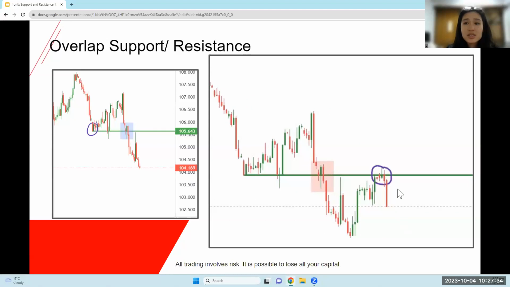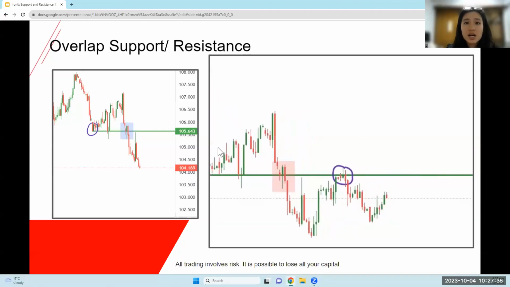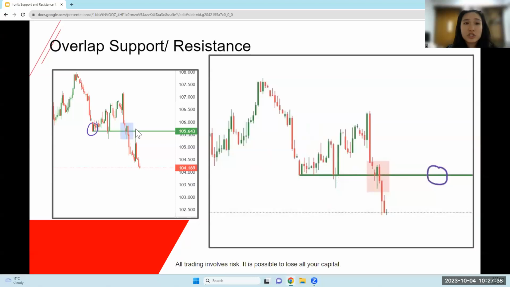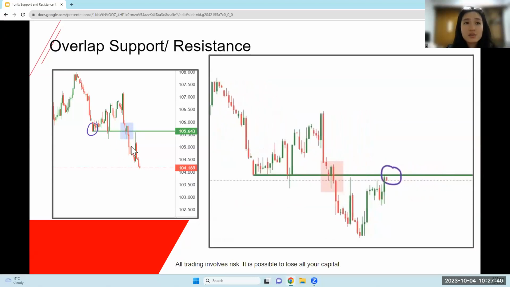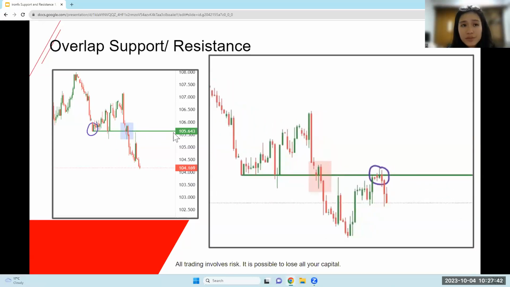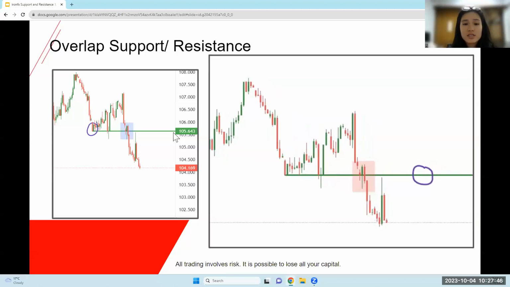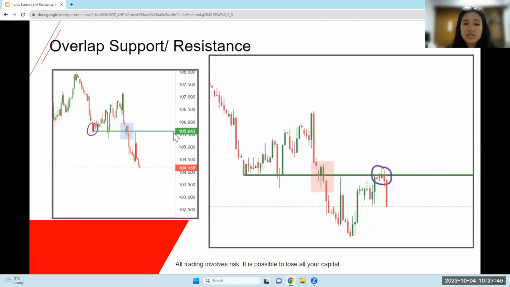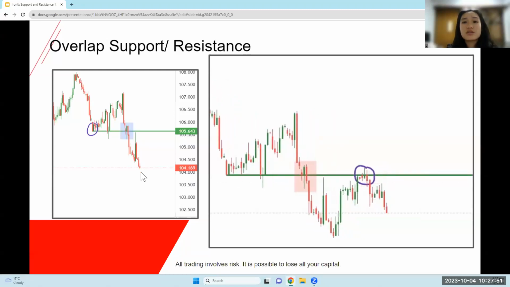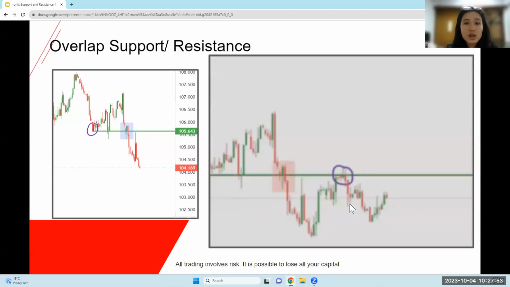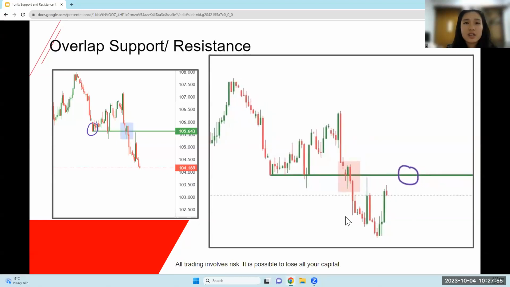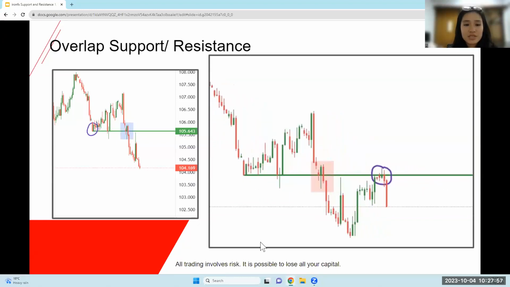You can see here in the original image, price broke out of the swing low support. Once it breaks out of the swing low support level, it is then considered a pullback resistance. And once price retraces to that level and reverses off of it, then it is an overlap resistance.